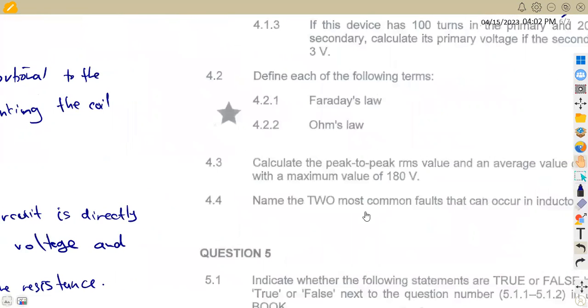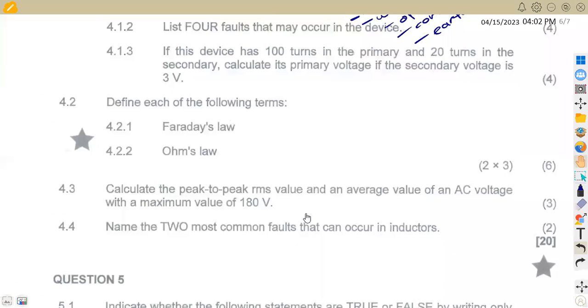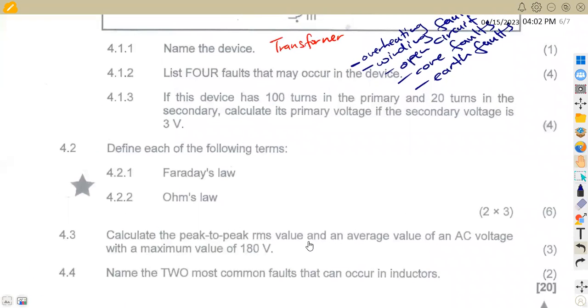Then on 4.3, we are now asked to calculate the peak-to-peak, RMS and average value of an AC voltage with a maximum of 180 volts.